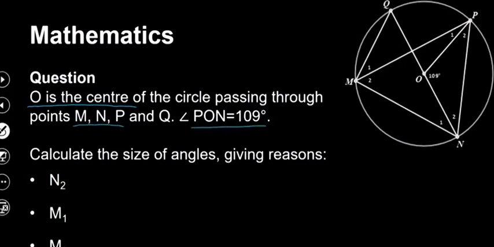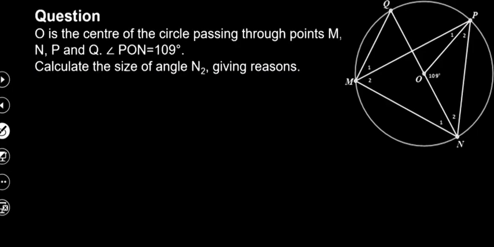And then angle PON at the center is equal to 109 degrees, right? Now we need to calculate the size of the following angles. N2, you need to give reasons, by the way. M1, you need to give reasons. And M2, you need to give reasons. So let's do that together. So to calculate the size of N2, right?